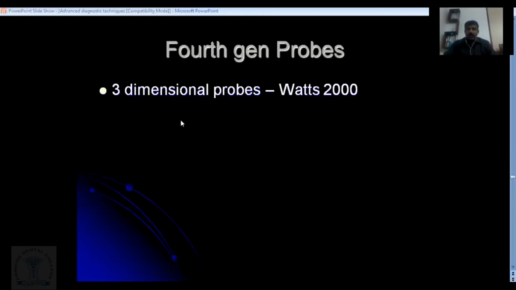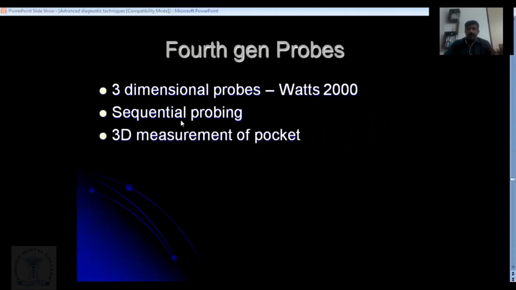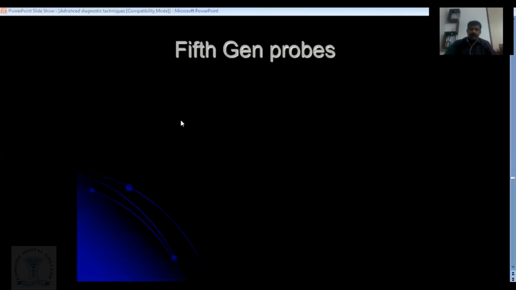Now here, the fourth generation, different dimensions are being measured here. It was introduced by Watt in 2000. And here you do sequential probing, and you get a three-dimensional measurement of the pocket at different areas of the mouth. You probe differently, and by means of the computer, it will absorb all these data and will give you a 3D measurement of the pocket. That is the basic idea.